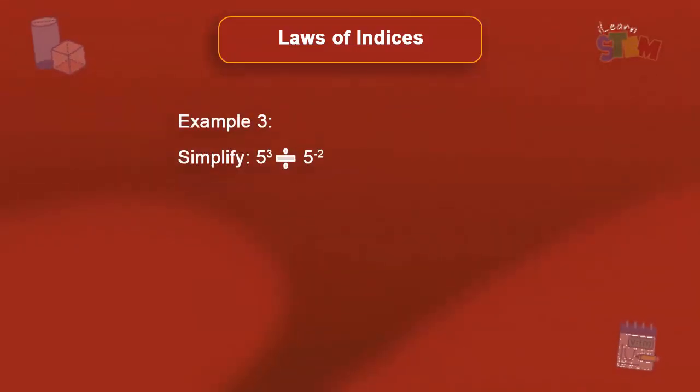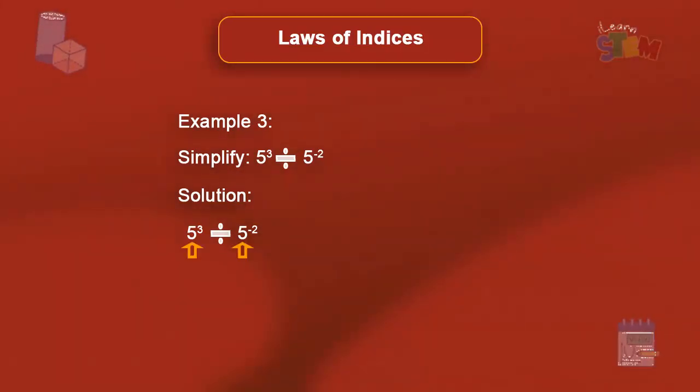Simplify the following. Solution. 5 raised to power 3 divided by 5 raised to power minus 2. Both numbers have the same base. So, we just subtract their powers. But notice that the second number is raised to power of negative 2. This will give us 5 raised to power 3 minus bracket minus 2.